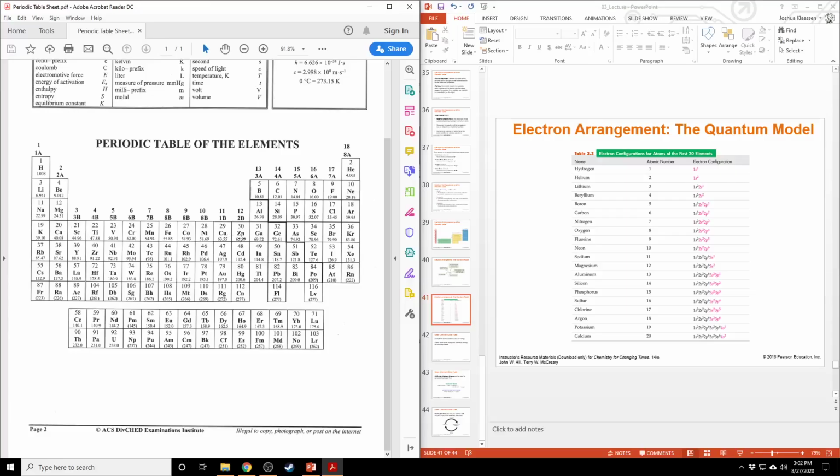1, 2, 3, 4, 5, 6, 7, 8, 9, 10. There you go. You can literally just count them off of your periodic table. You don't have to memorize anything there. All you need to do is understand what you're reading. And so that's how you can really cut down on the amount of work you do.